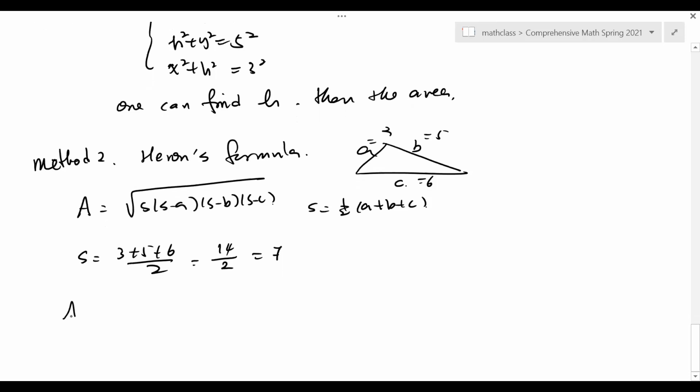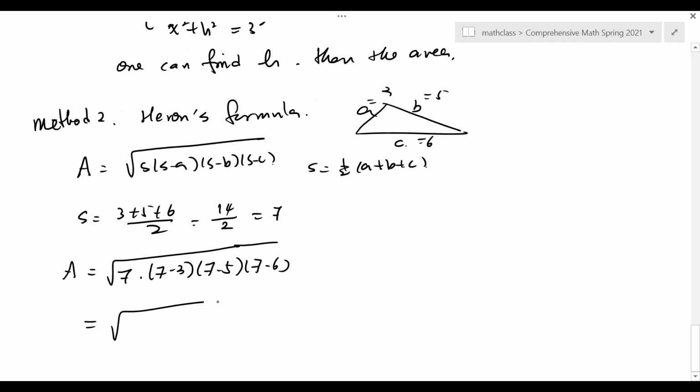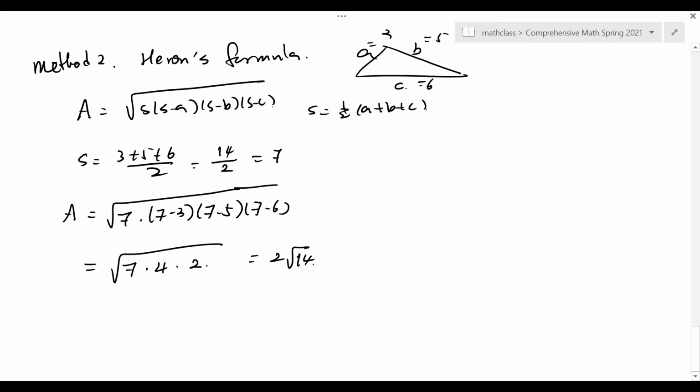Yeah. Then the area is going to be the square root of 7 times 7 minus 3, 7 minus 5, 7 minus 6. Okay, you don't need to worry about 7 minus 6. It's a 7. Here's a 4. Here's a 2. Okay, great. So it's clearly 2 times the square root of 14. Not 14 square root 2. 2 square root 14. Yeah. Okay. So that's 2 methods.